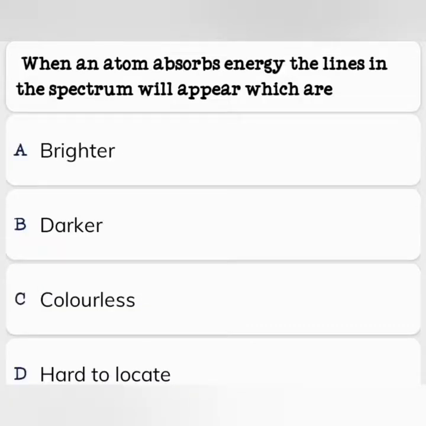When an atom absorbs energy, the lines in the spectrum will appear which are A. brighter, B. darker, C. colorless, D. hard to locate. Yeah, you are right, B. darker.